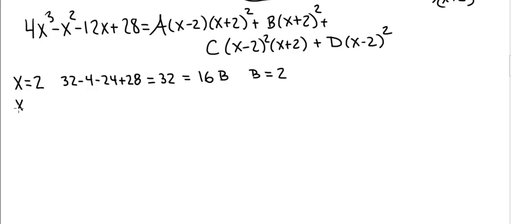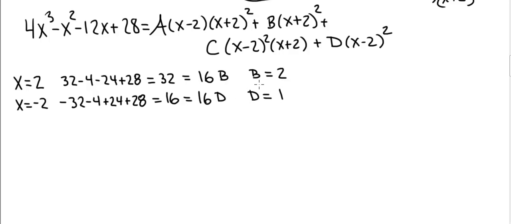Let's plug in x equal to minus 2. The left-hand side is going to be minus 32 minus 4 plus 24 plus 28, and that adds up to 16. On the right, everything with x plus 2 will be 0. The only term without x plus 2 is d. Minus 2 minus 2 is minus 4. Minus 4 squared is 16, so we have 16 equals 16d, and that makes d 1.